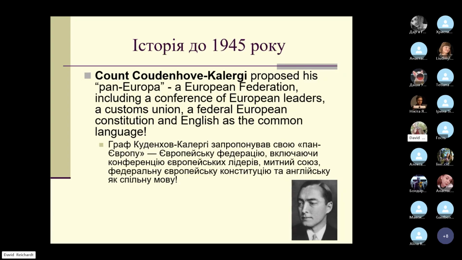And it's interesting, he wanted English as the common language, which more or less is the reality today of the European Union. There are 24 official languages of the European Union. But what language do they speak the most? English. And so that is kind of de facto the common language of the European Union. But this was all from this guy, Count Coudenhove-Kalergi. So you can Google him, read about him on Wikipedia. Very interesting individual, Pan-Europa movement.